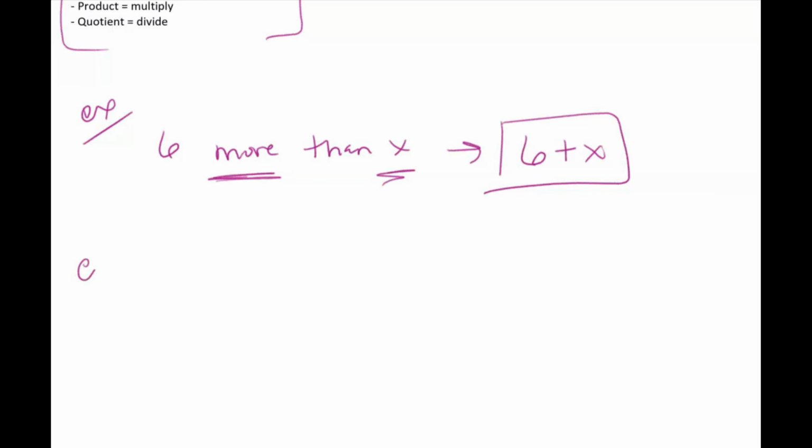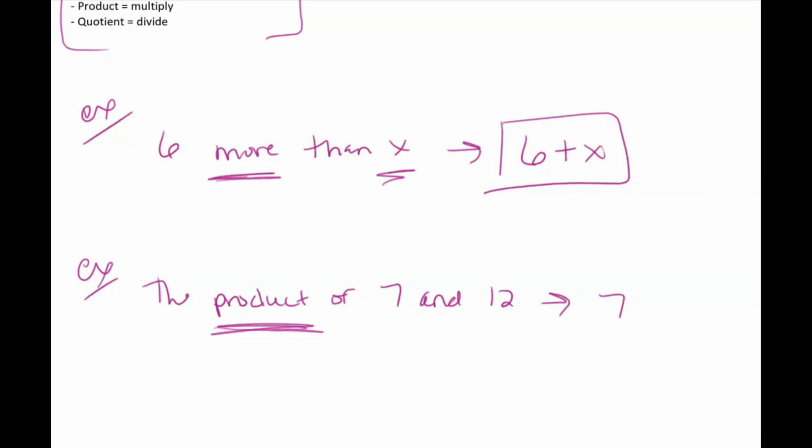Okay, what if we had the product of 7 and 12? What I need you to do is identify the word in there that needs to have the translation. In this case, it's product, and product represents for us multiplication. So we want the multiplication of 7 and 12. So that is going to look something like this.